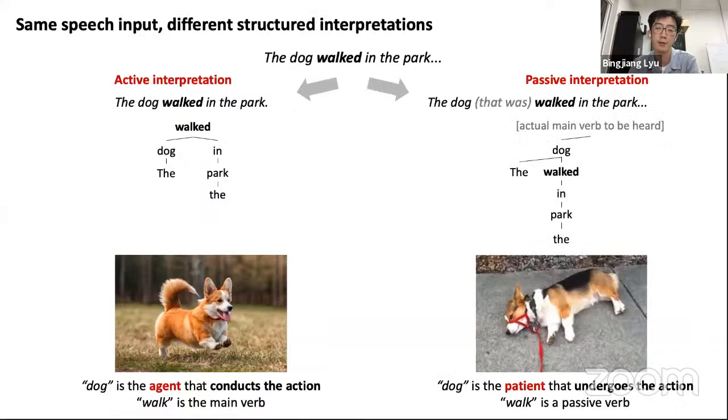However, it's also possible and grammatically correct to have a completely different passive interpretation. In this case, the dog is the patient that undergoes the action. So the dog was walked by someone else, and walked is the head of a reduced relative clause rather than the main verb. This example suggests that the online interpretation of a sentence is probabilistic, but the question is, what are the driving factors underlying this probabilistic interpretation?